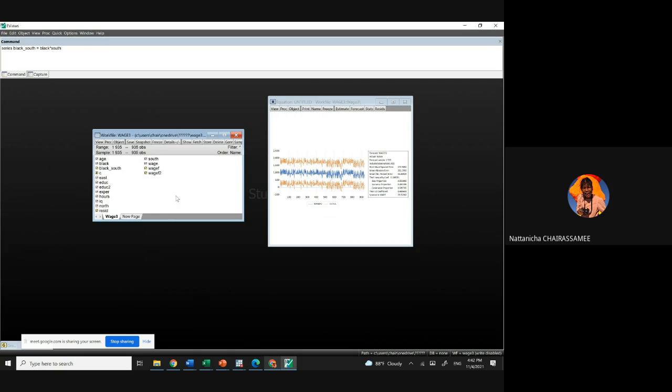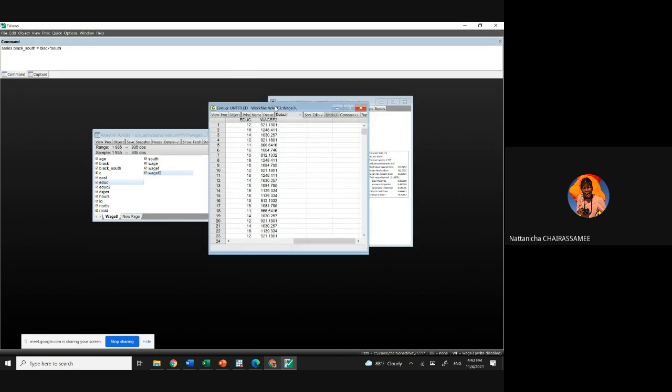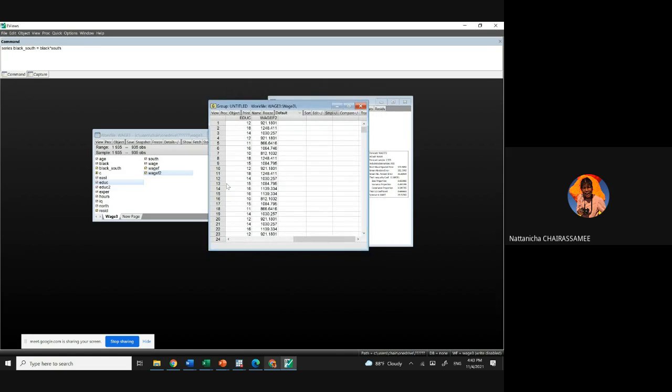And then I'm going to plot a graph between weight and education again. So I'm going to just click on education first and then click on weight F2. Just open it as group. So basically we are going to repeat our steps. Just go to view and then go to graph.